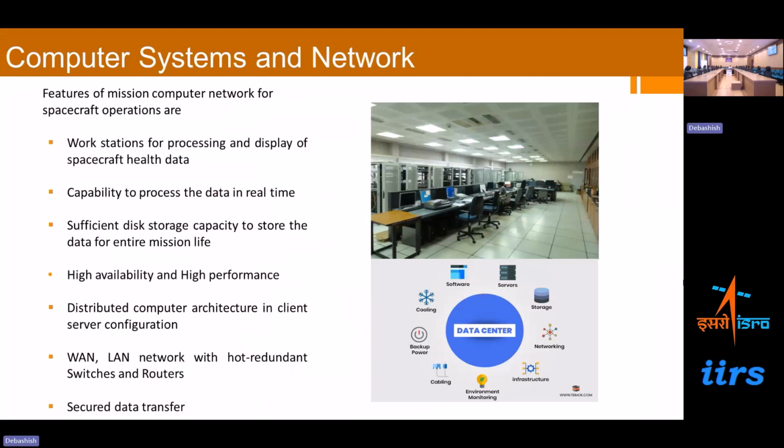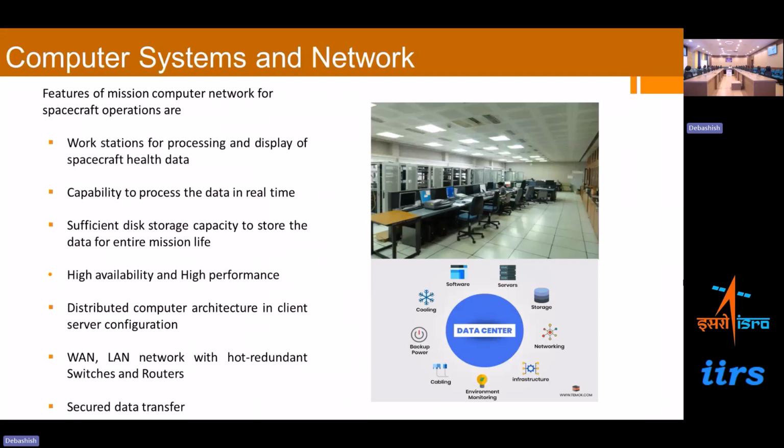The data should be processed in real time. Then we should have sufficient disk storage capability to store the data for the entire mission life. So for example, I told you IRS has completed 20 years. This 20 years of data is there. This data is archived, so whenever you want it for analysis, this data is present with us. So that kind of storage we should have. High availability and high performance should be ensured.